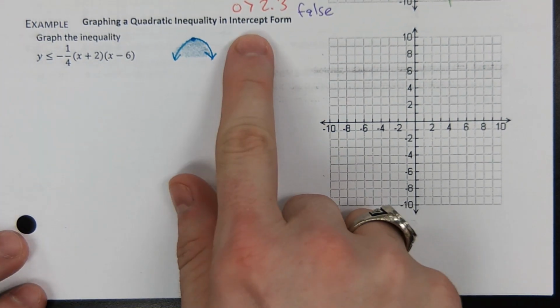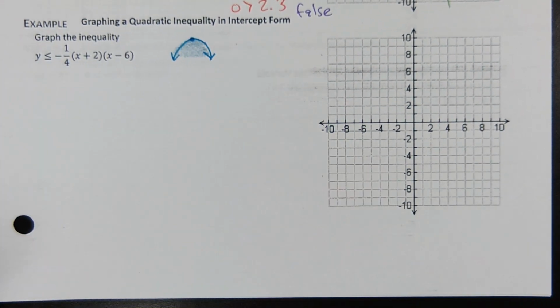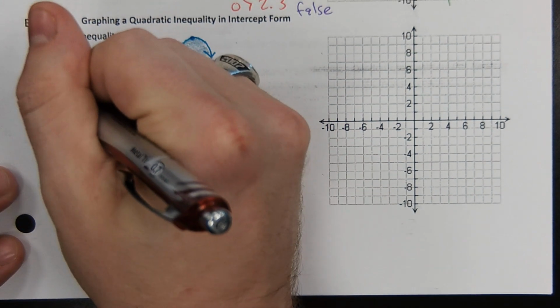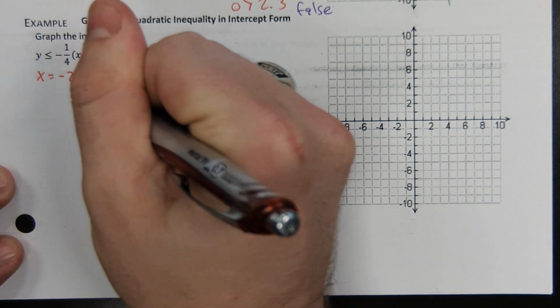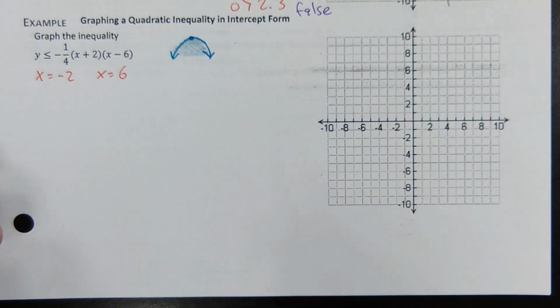So this is intercept form. And just to remind you what intercept form does for us, it gives us our x-intercepts. So it's whatever makes the insides equal 0. We have x equaling -2, and we have x equaling 6 for our x-intercepts.